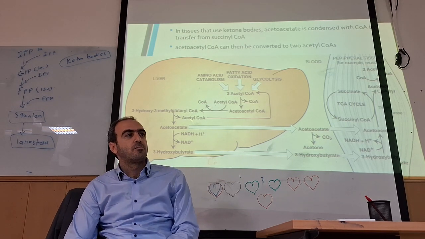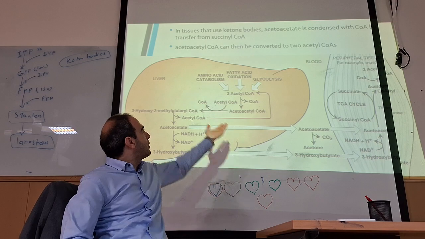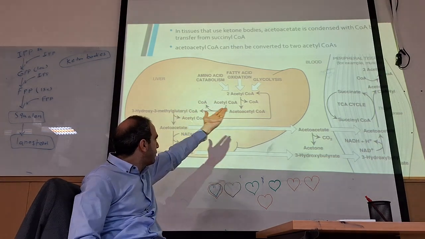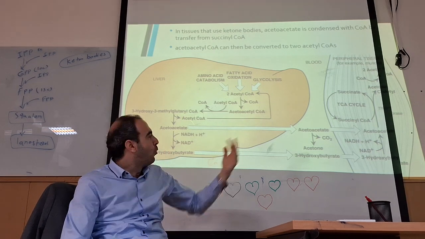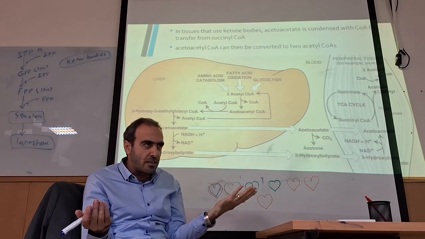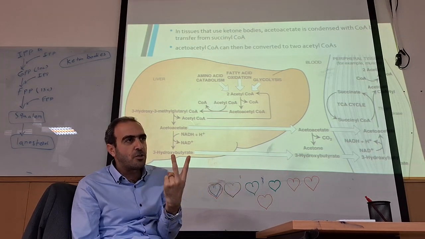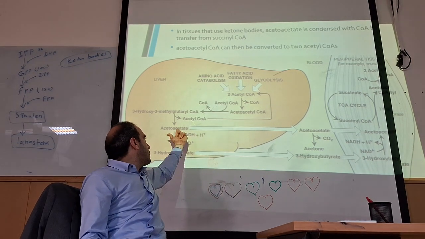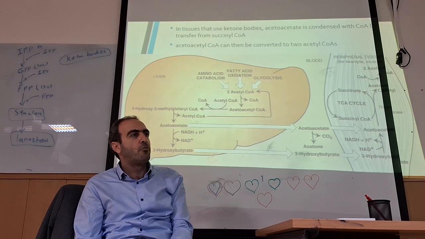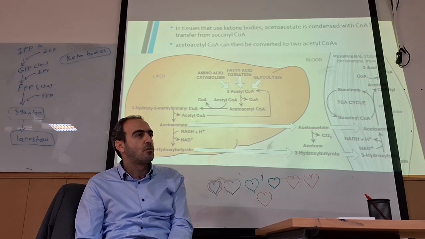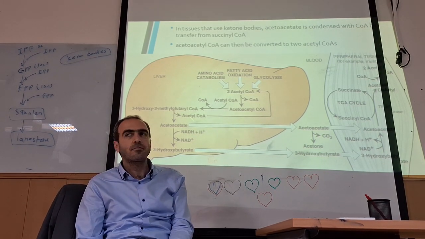How many carbons does it have? Can you look at them? We have 3 kinds of ketone body. One of them is acetone. We don't use acetone. We have 2 kinds of ketone body, hydroxybutyrate and acetoacetate. How many carbons do they have? 4 carbons.